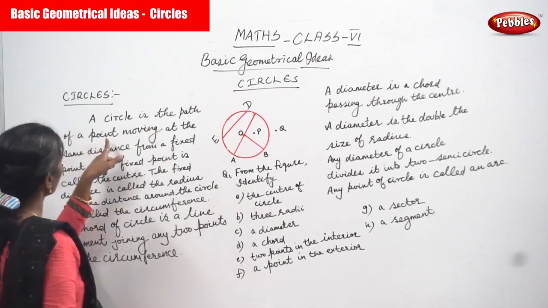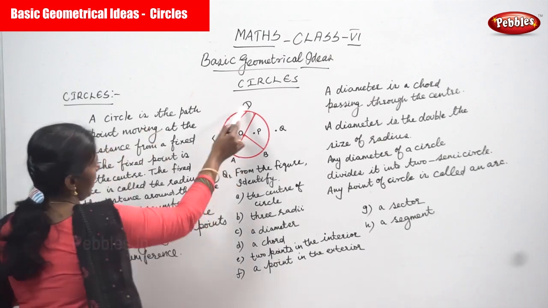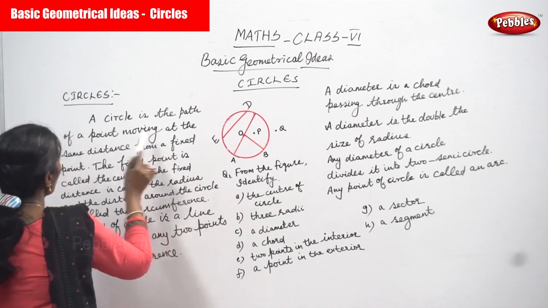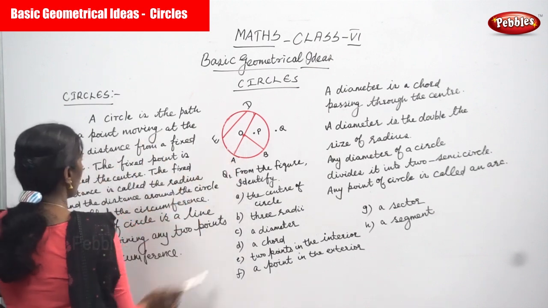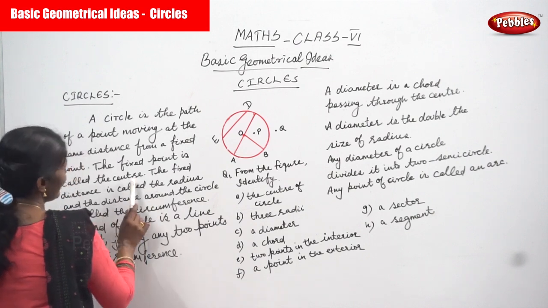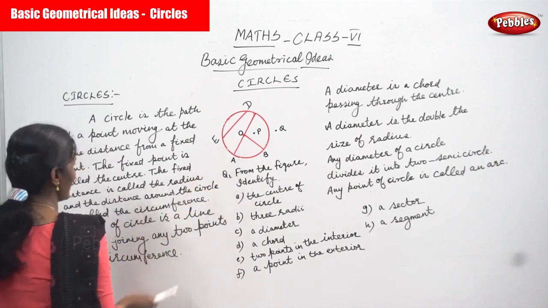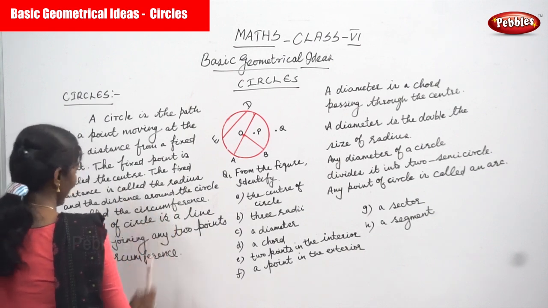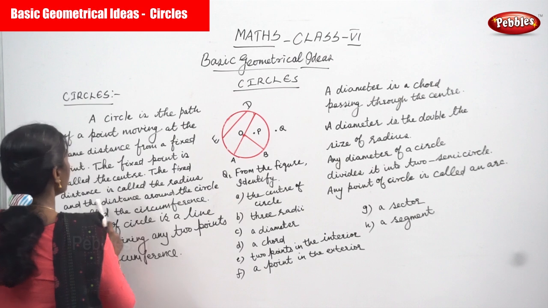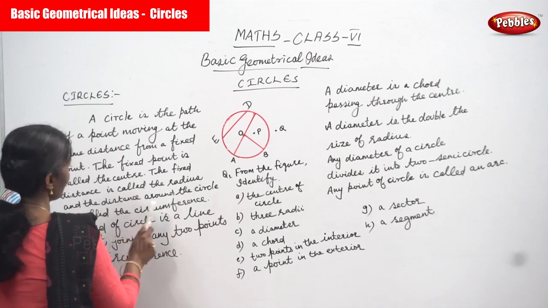A circle is a path of a point moving at the same distance from a fixed point, this point O. The fixed point is called the center, O as the center. The fixed distance is called the radius. And the distance around the circle is called the circumference.